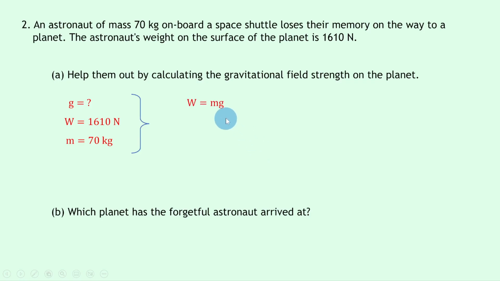Rearranging for the gravitational field strength g, we can divide both sides by mass to get g equals W over M. Substituting in the numbers gives 1,610 divided by 70, and if you put that into your calculator, you should get an answer of 23 newtons per kilogram.